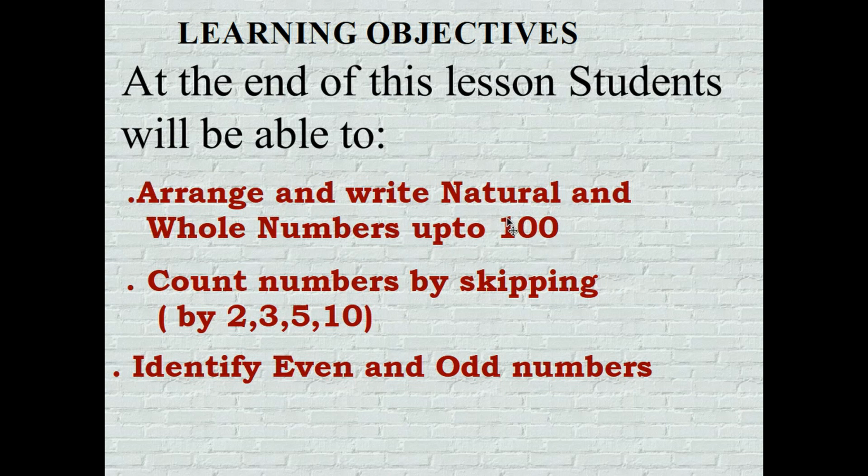You know what natural and whole mean. When you say natural numbers, they are counting numbers, starting with 1, and whole numbers start with 0, up to 100.